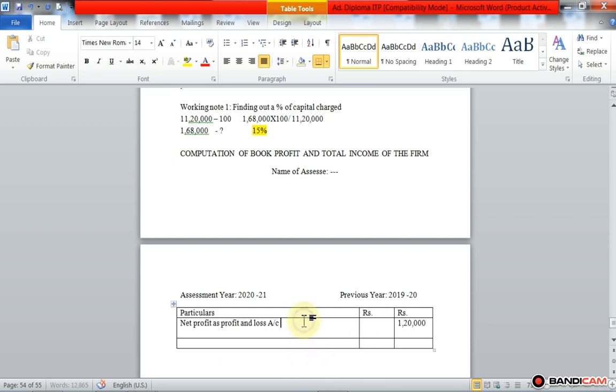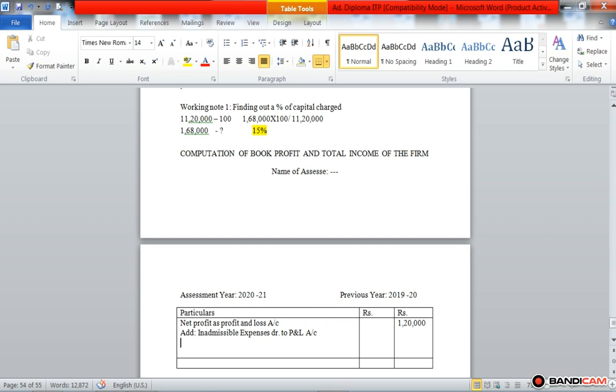Okay, then we add inadmissible expenses debited to P and L account. Disallowed expenses are not given in the debit side of the profit and loss account, but interest on capital is given, and interest on capital is given at the rate of 15% to each partner.